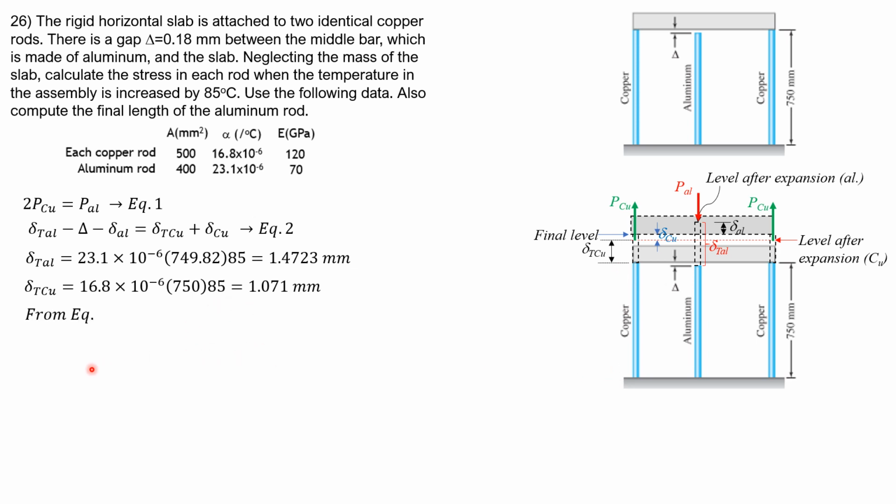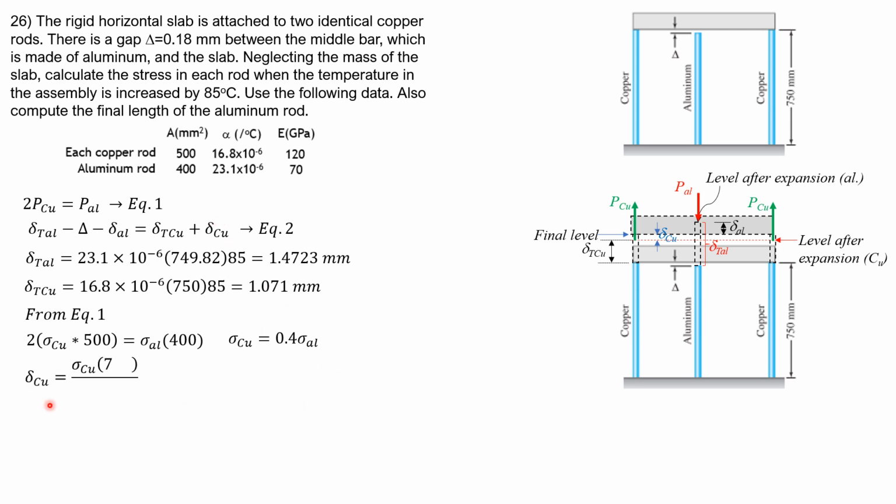So 1.071. So from equation 1, we have 2 times stress in copper, area of copper is 500, equals stress in aluminum, with area of aluminum 400. Remember, force is stress times area. So stress in copper is equal to 0.4 of stress in aluminum. Having found this relationship, we can use equation 2 this time.